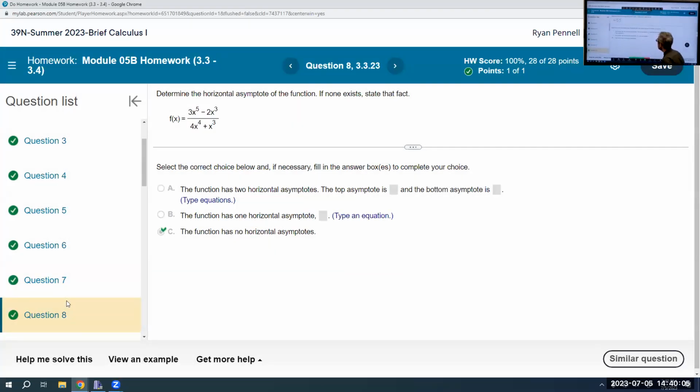C, yeah. All right, in this one, I see that the largest degree of the numerator is larger than that of the denominator. I have degree 5 in the numerator and degree 4 in the denominator. What does that mean? There is no horizontal asymptote. That is the rule.